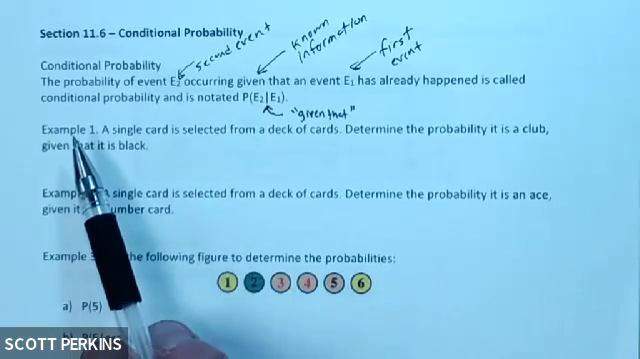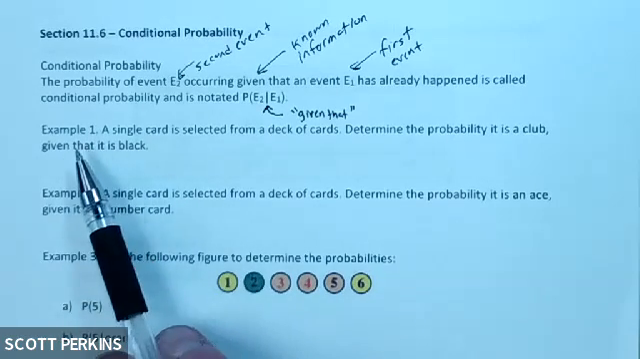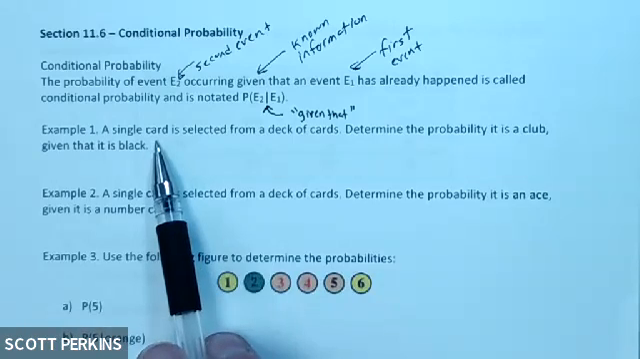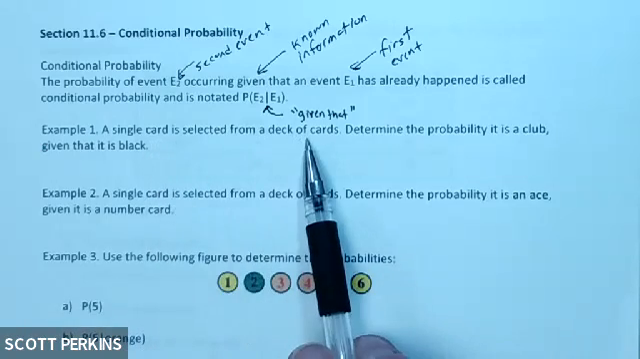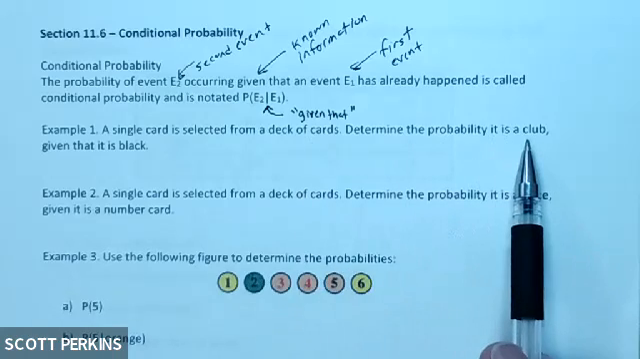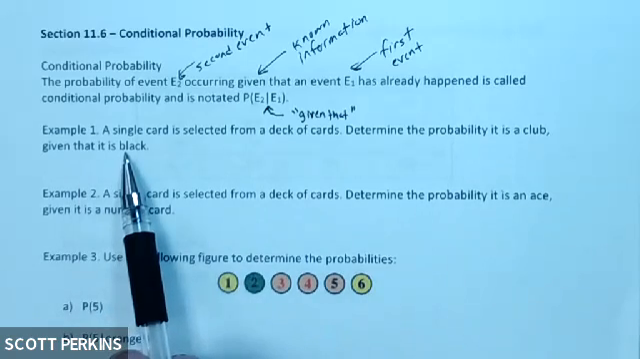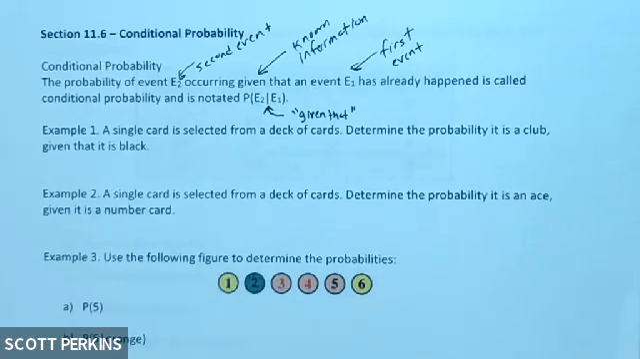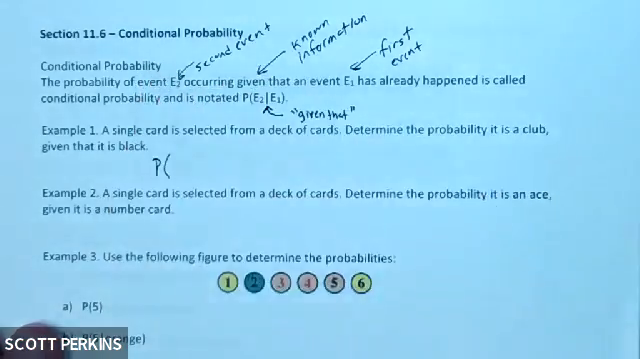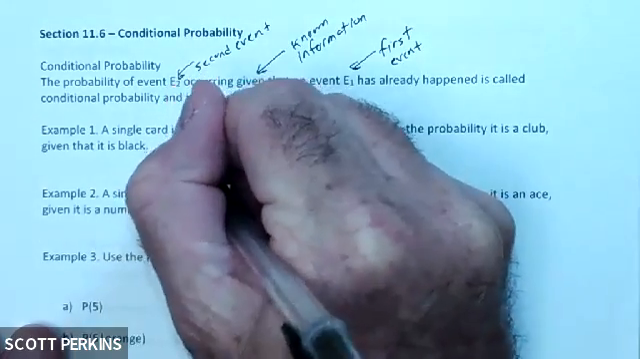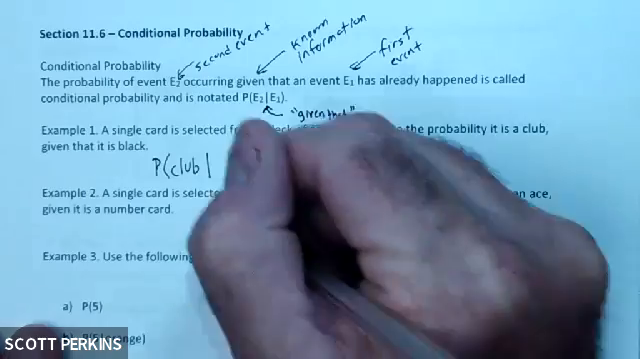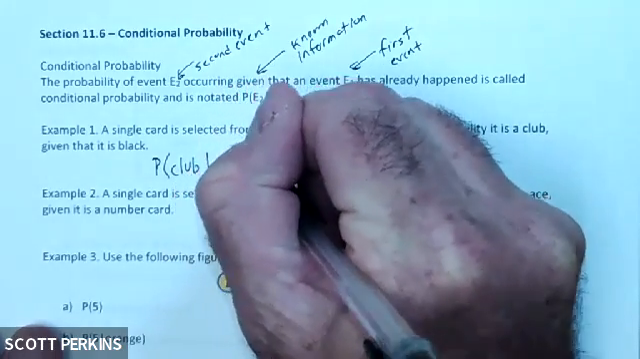So here's my example that I'm going to do. A single card, so we're just drawing one card from a deck of cards. We're going to determine the probability that it's a club, given that I know it's black. Okay, so we've drawn the card, maybe we've shown it to a friend, and they've said, okay, it's a black card. Now I want to know, with that information known, what's the probability that it's a club? So let me write down the notation. I'm finding the probability of a club, given, that's what that bar means, given that I know that it's a black card.